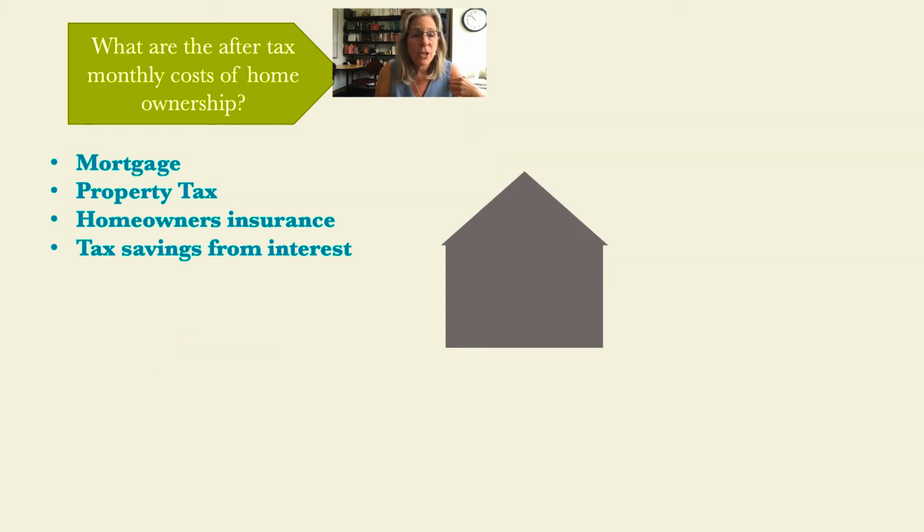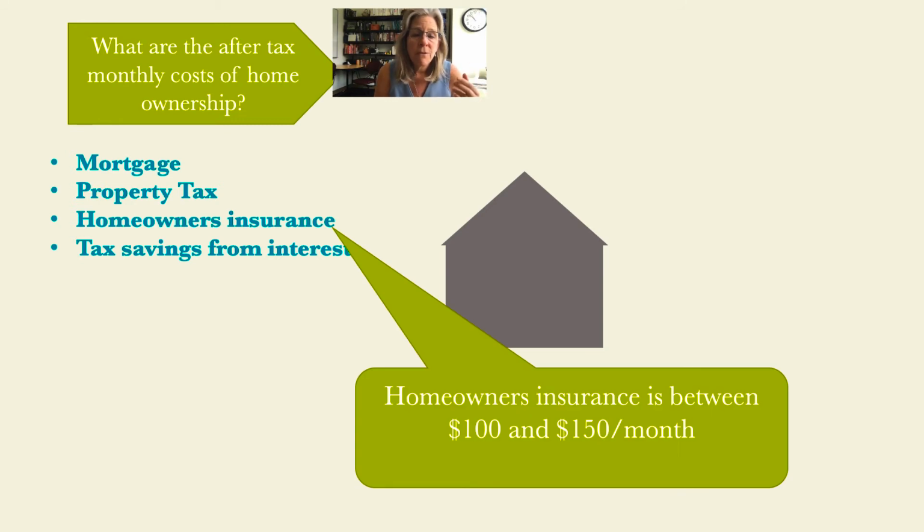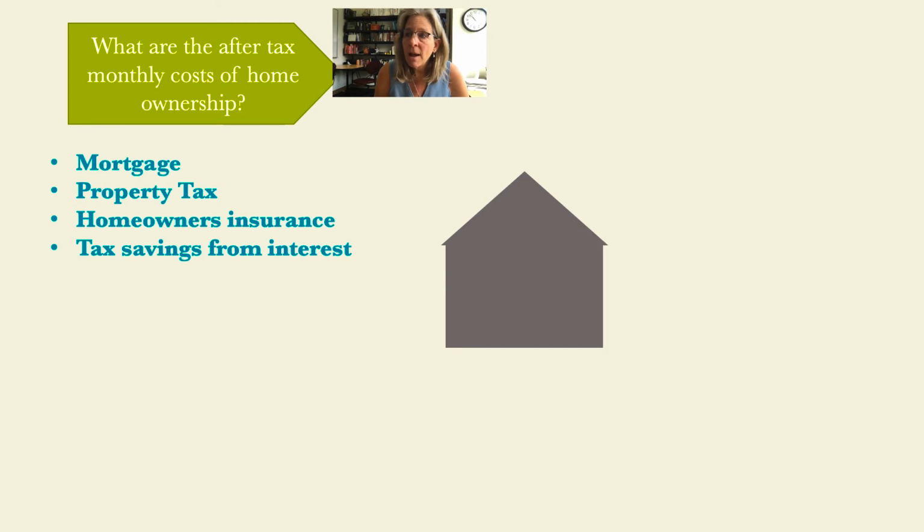The next thing is looking at homeowners insurance, and if you Google this, it's between $100 and $150 per month for homeowners insurance. And so I'm just going to go with $100. You can adjust that number later, but that's a good round number to use, $100 a month. So now we have $580 additional cost and $100 additional in homeowners insurance.